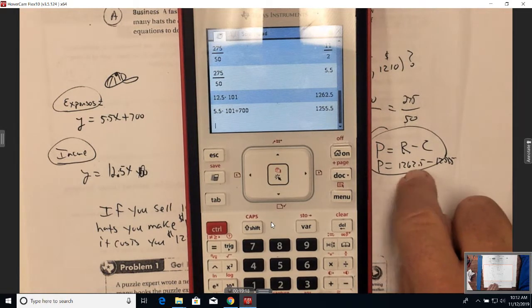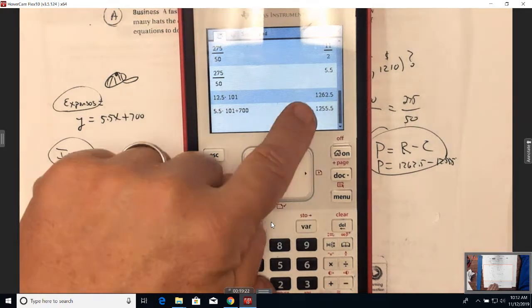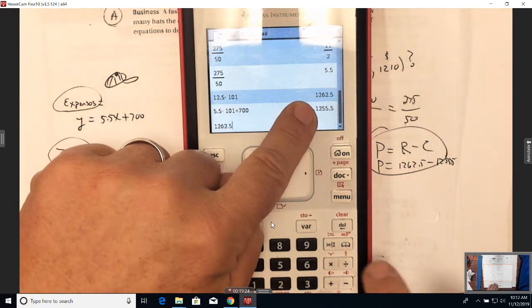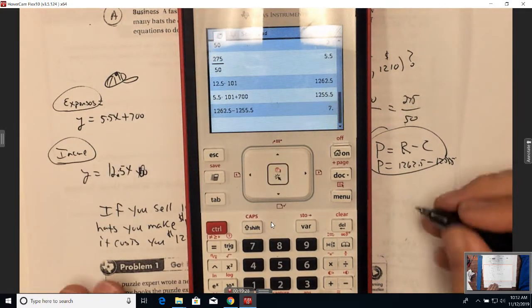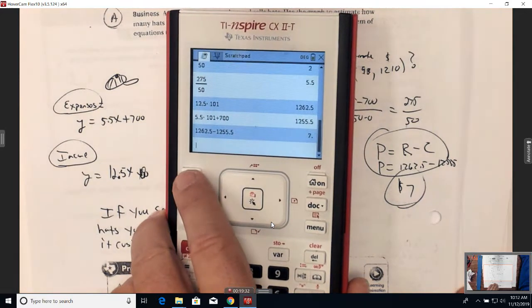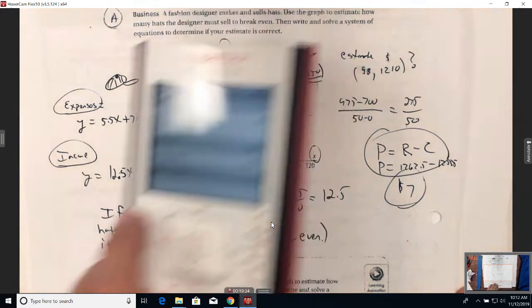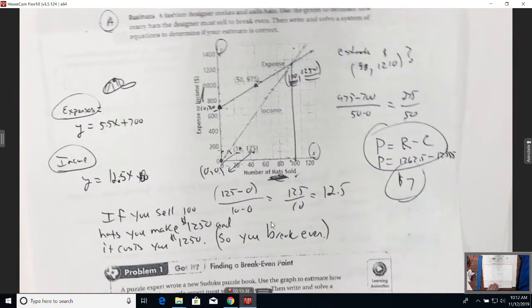So how much money did I make? If this is what I brought in and this is what it cost me, I just subtract those two. I take the 1262.5 and subtract the 1255.5, and then I made $7. I made $7 profit. Y'all follow that? So the profit is the money that you make after you broke even.